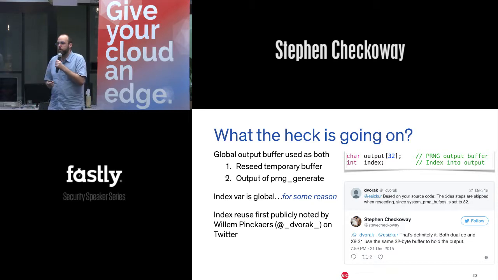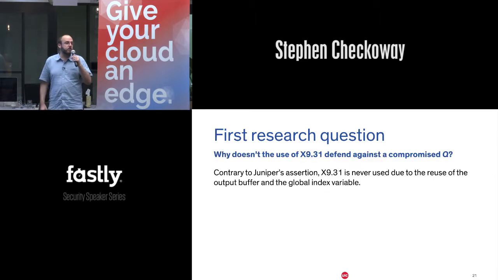I don't know why. So it turns out a bunch of us were staring at this code and we were trying to figure out what was going on. And I was not at all the one who figured this out. So Willem there was the one who actually noticed that because of this reuse of the index variable, X9.31 was never running. OK, so now we're in a position to answer our first research question. Why doesn't the use of X9.31 defend against a compromised Q? Well, it never gets used. That's the basic reason. So we have these global variables. And so the supposedly main pseudorandom number generator is just never used.